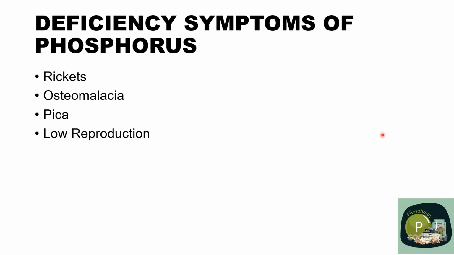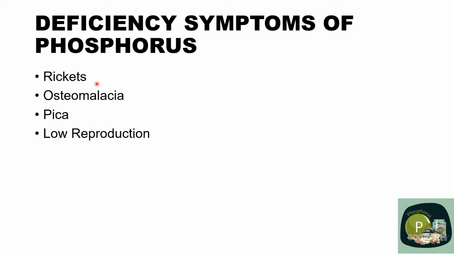So, for its deficiency symptoms, phosphorus is the same as calcium: you have rickets and osteomalacia. So, when an animal has rickets and osteomalacia, you don't only supplement calcium, you also add phosphorus, because they have the same kind of disease when calcium and phosphorus are deficient.